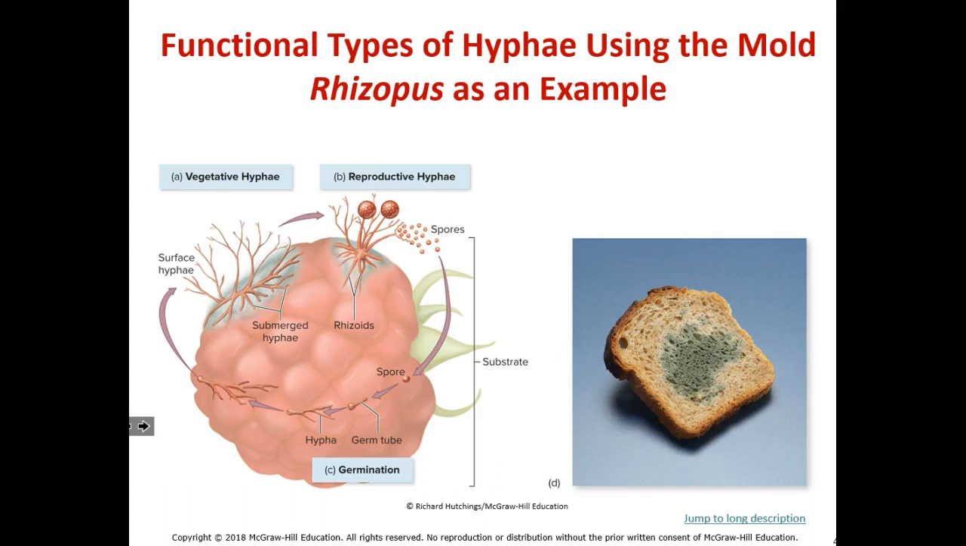Using the Rhizopus as an example, these are different types of hyphae, and Rhizopus is a mold. So here is the vegetative hyphae and the reproductive hyphae, the spores there. Look at this piece of bread. What does it have? Mold. Mold, Rhizopus.